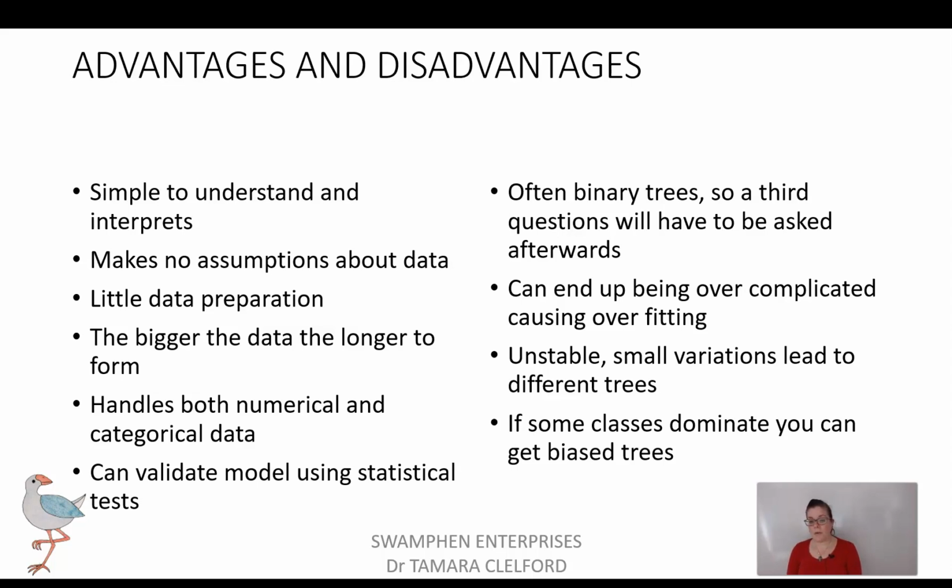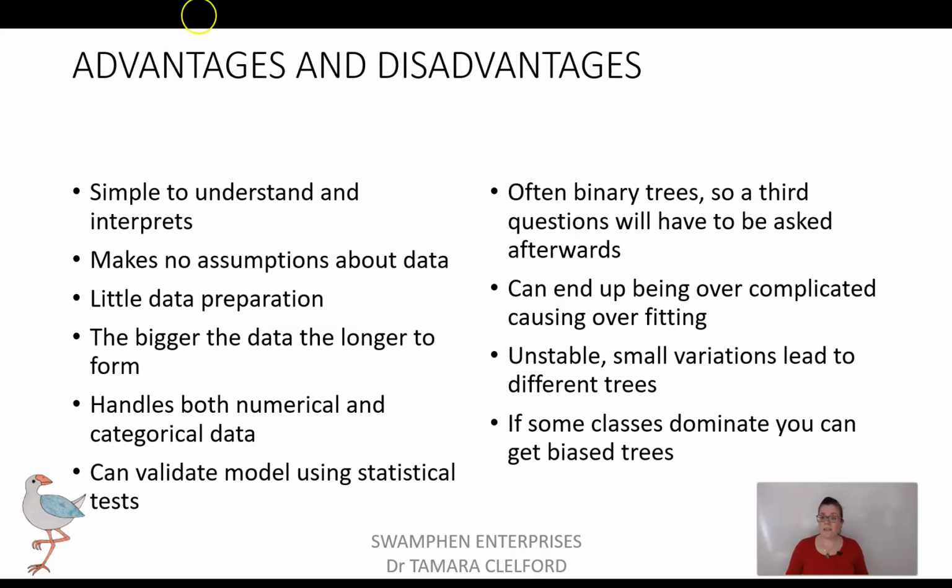You can handle both numerical and categorical data with decision trees. So this can be a range of numbers, or it can be a cat-dog situation. It will work with any data type. And you can work out how good your model is with statistical tests, which is kind of always nice to know, that you get an understanding of how good a model you've produced.